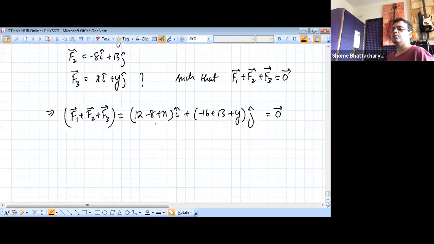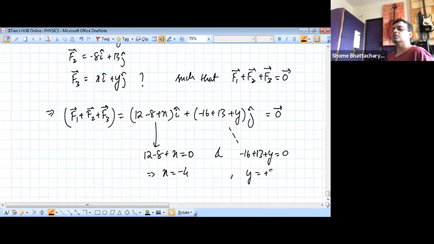So this is a null vector. That means both its components should be 0. So 12 minus 8 plus x should be 0. And simultaneously, this component, which is minus 16 plus 13 plus y, should also be 0. So this is telling us that x should be equal to minus 4, and this is telling us that y should be equal to plus 3. So the force F3 should be equal to minus 4 i cap plus 3 j cap. Okay. So now the magnitude of the force you can find out because you know the components.